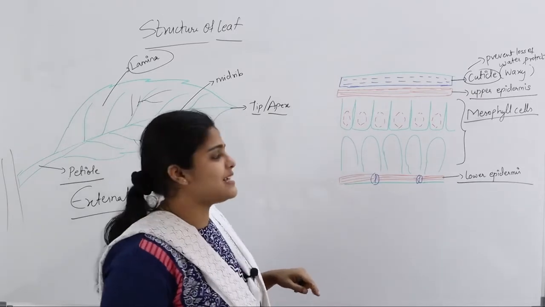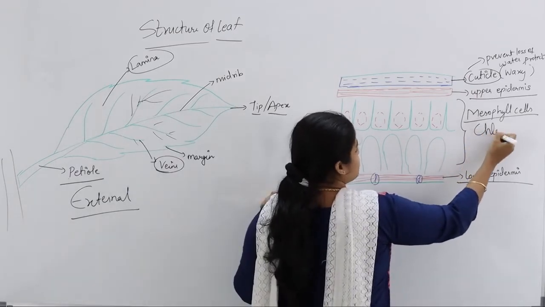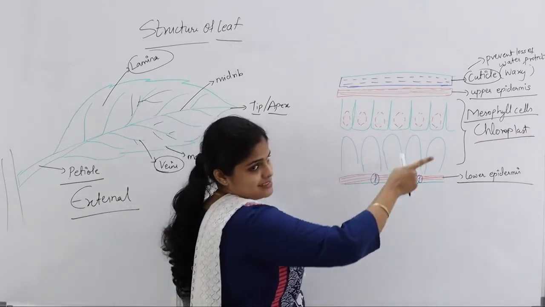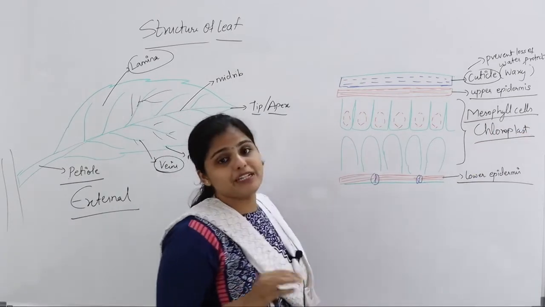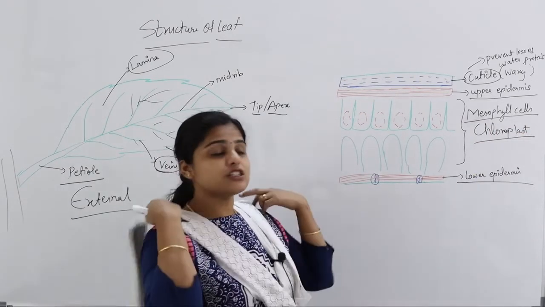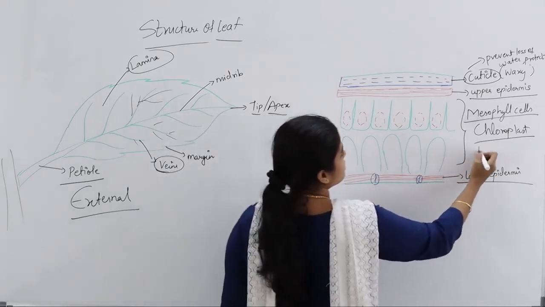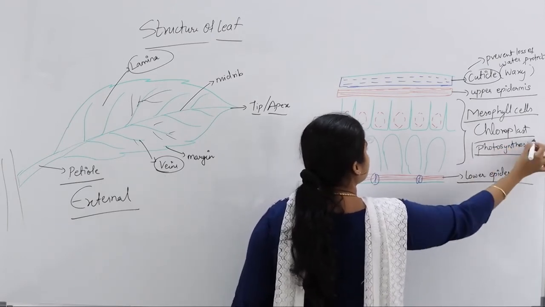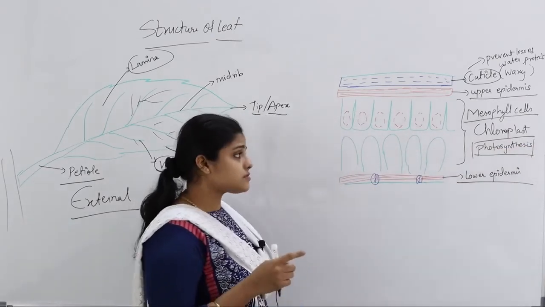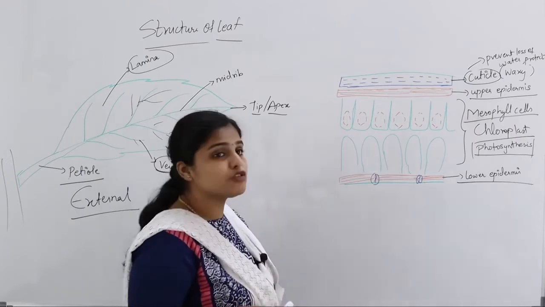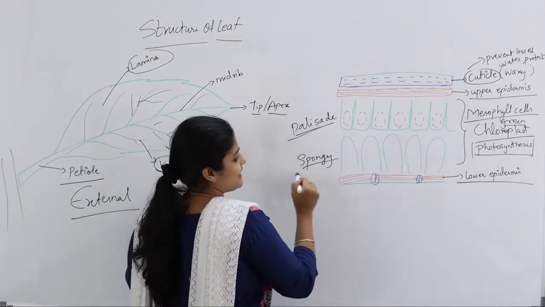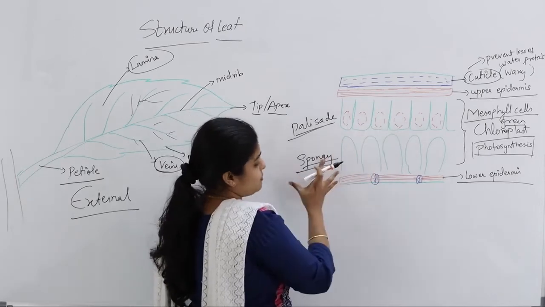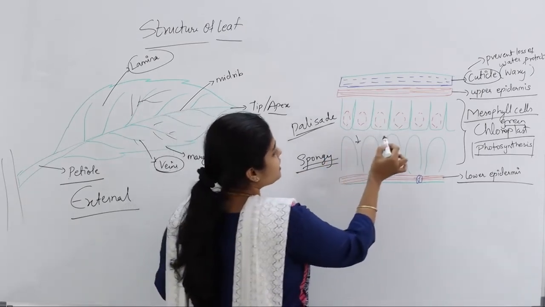Now, mesophyll cells can also be called chloroplast. The reason is that they have green pigments and are many in number, and these green pigments contain chloroplast. And this chloroplast helps in photosynthesis during daytime. In more detail, mesophyll cells are of two different types: one is palisade, the second is spongy cells. They are different. Palisade cells are very close to each other. In spongy cells, there are spaces in between.